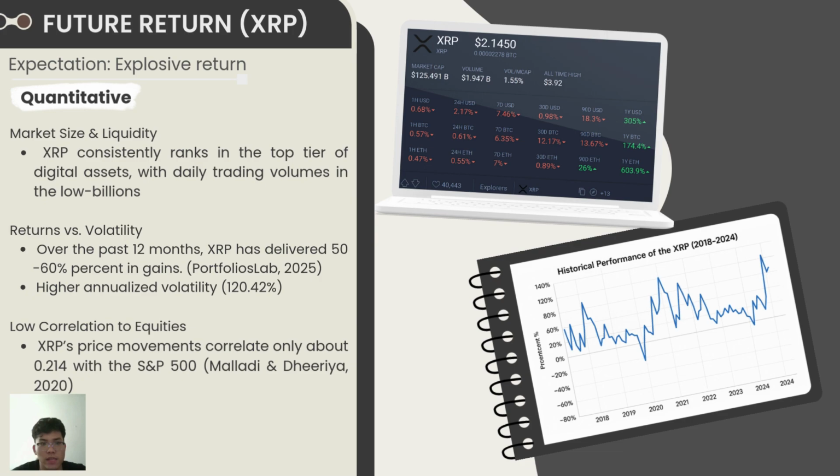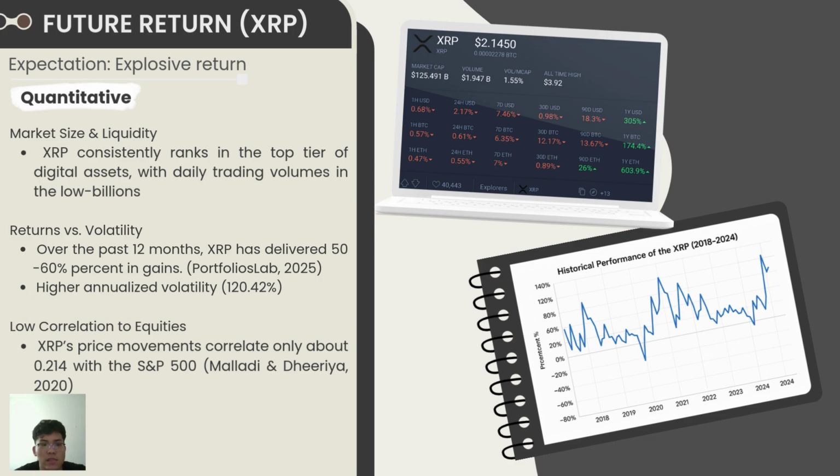XRP's quantitative appeal lies in its size, liquidity, and performance profile. It consistently ranks among the top digital assets with daily trading volumes in the low millions, ensuring you can enter or exit positions without significant hedging. In the past year, XRP's price has climbed by several hundred percent, far outpacing the major stock indices, even after accounting for its high price swings of about 50 to 60%.